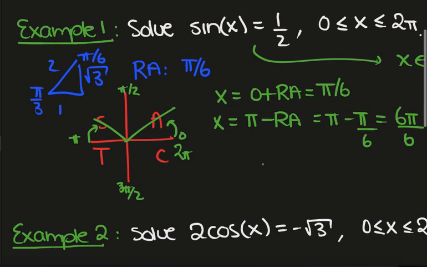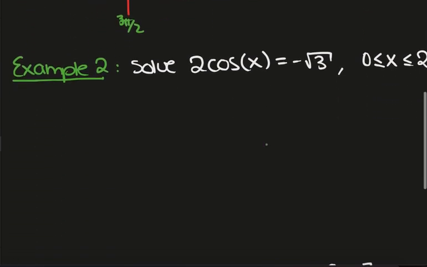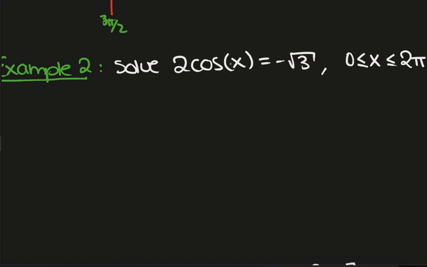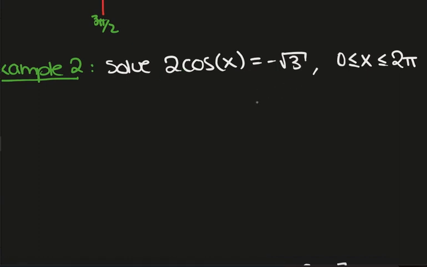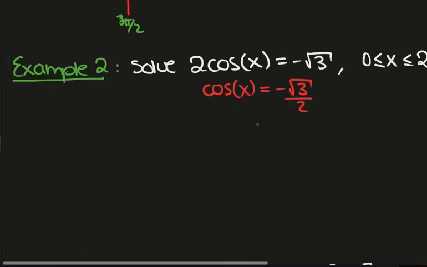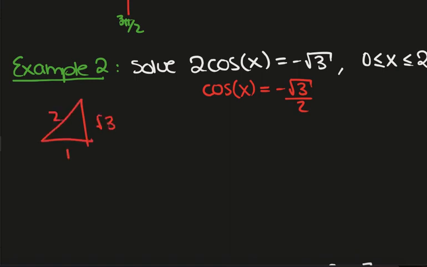Okay, that's for this one. So let's look at solve 2 cos x equals minus root 3 on 2. So what we'll do first is just rewrite this in the usual way. So we'll get cos x equals minus root 3 on 2. Again, let's just draw our triangle. Pi on 3, pi on 6.